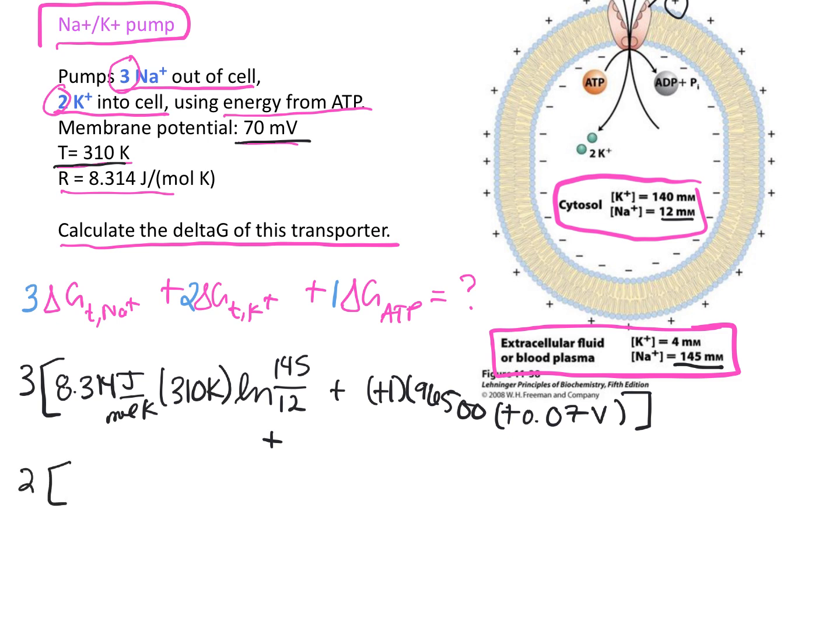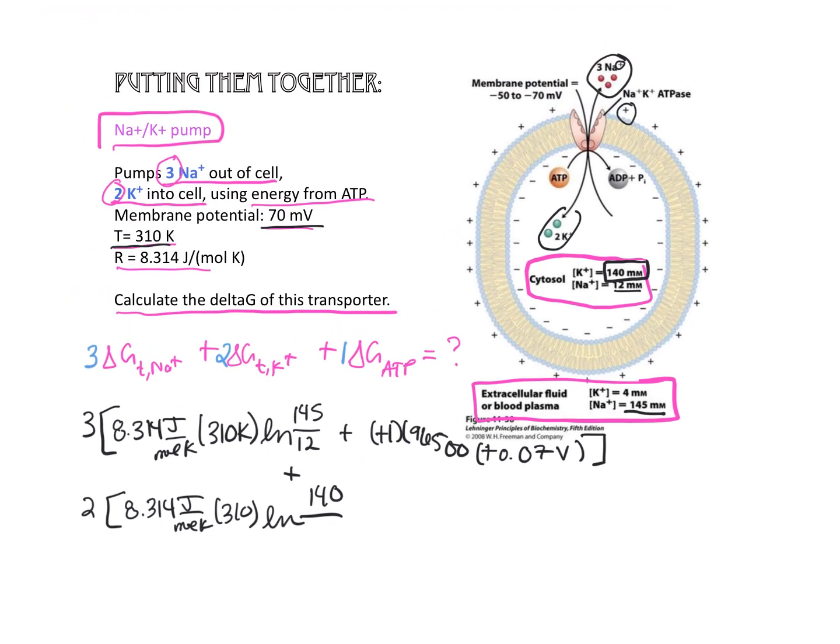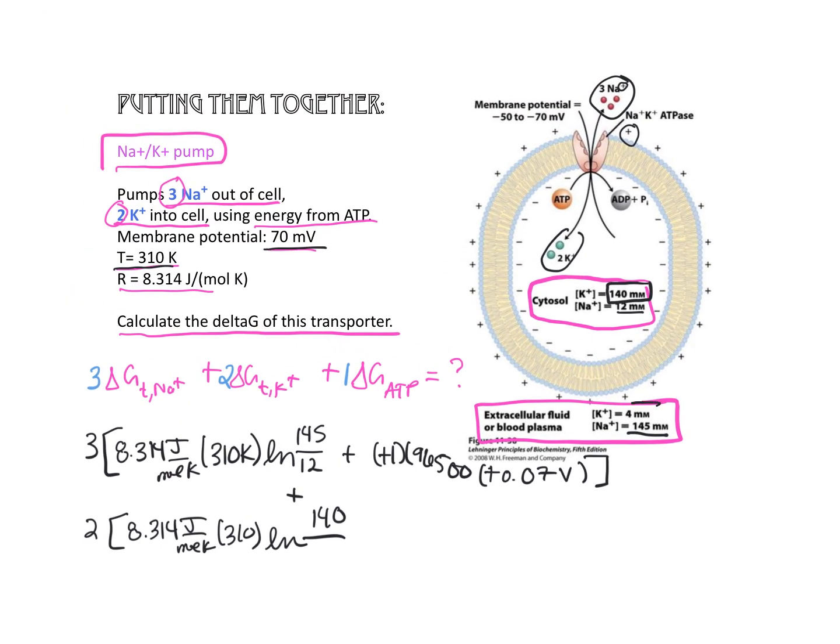So 2 bracket, 8.314 joules per mole Kelvin, 310 ln. Potassium is moving inside, so the arrow is here. So this is my C2, and then my C1 is on the outside, which is 4. Potassium is also a +1 charge, 96500.